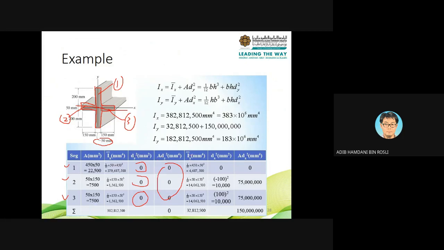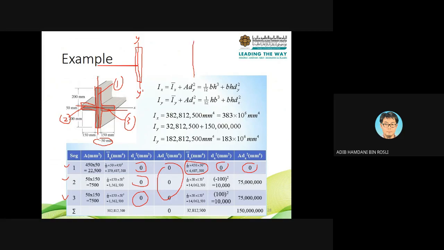But how about the Iy? Okay, this is the thing. If you really look at it, for segment 1, its own y axis will be the same y axis. This is number 1, this is the y-axis, and its own y prime axis is the same axis. That's why when you calculate it, it will be 1 over 12 h cubed, right? And the dx is 0, same as the previous Ix. You don't have to use the parallel axis theorem. But what happened to number 2 and number 3?